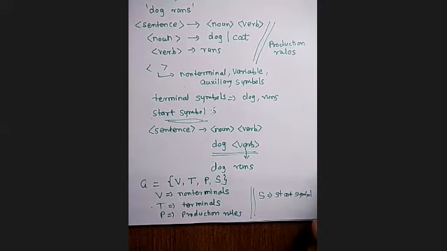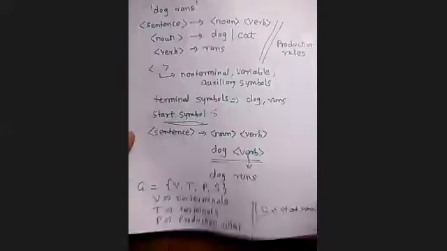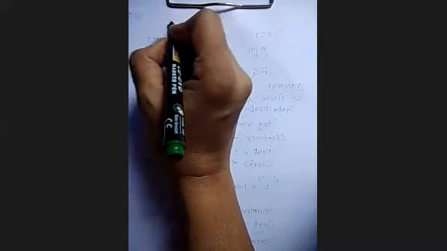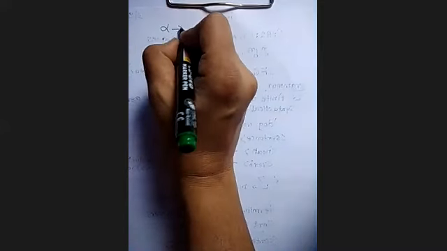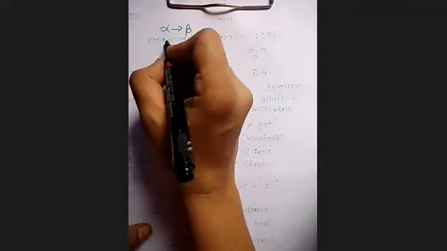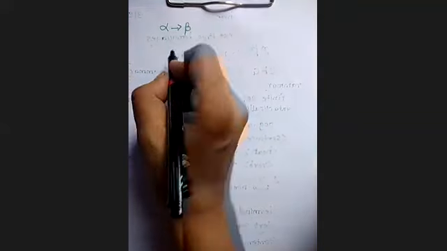Now, production rules. How do we specify a production rule? It is specified this way: left hand side, then an arrow, and then the right hand side. The production rules are specified in this format: alpha derives beta. So what is the meaning of this? These alpha and beta are formed using terminals and non-terminals.